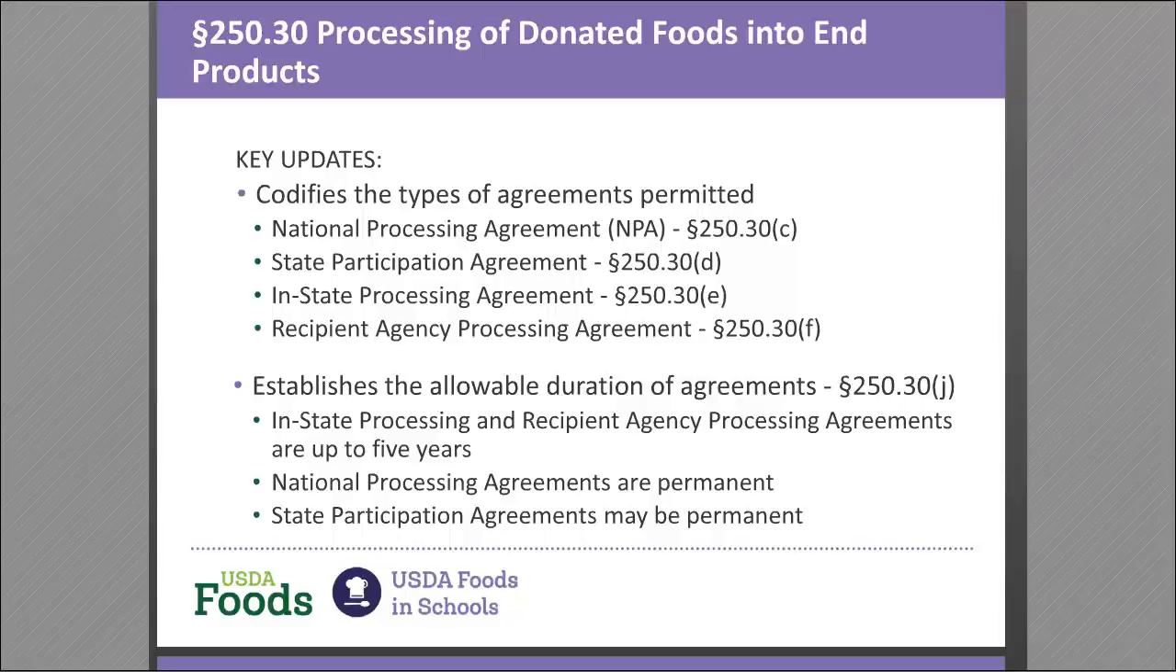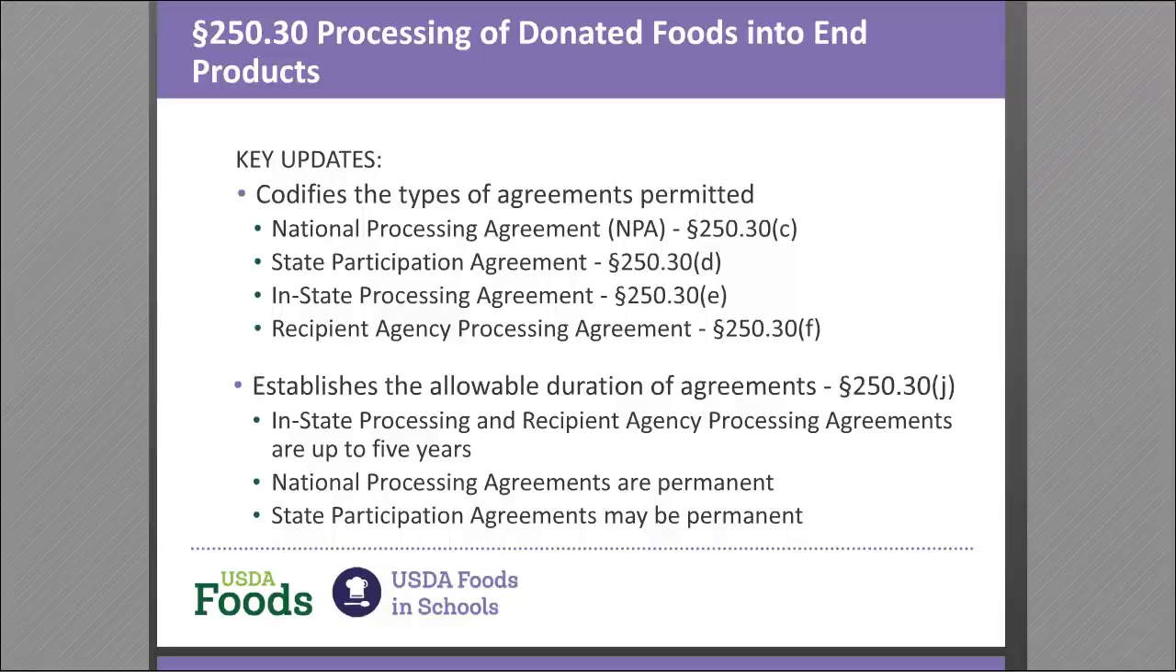In addition to these clarifications, we made some changes to the duration of agreements. Under our old rules, processing agreements were limited to 1 year with the option to extend for 2 additional 1-year periods. The final rule revised this requirement by permitting all agreements between a distributing, sub-distributing, or recipient agency and a processor to be up to 5 years in duration. Our intention was to permit the appropriate agency to determine the length of agreement that would be to its best advantage and to reduce time and labor burdens.